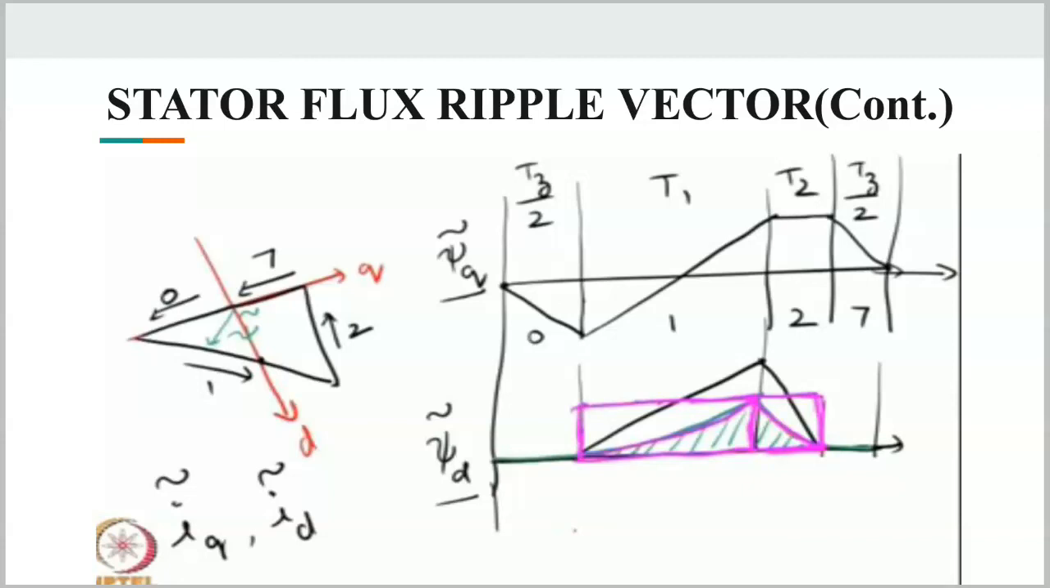From this video, we can see that the stator flux ripple vector can be resolved. The analysis of the RMS line current ripple using the stator flux ripple is found using these kinds of vectors. We can find the RMS ripple analysis for conventional PWM. So I conclude here.